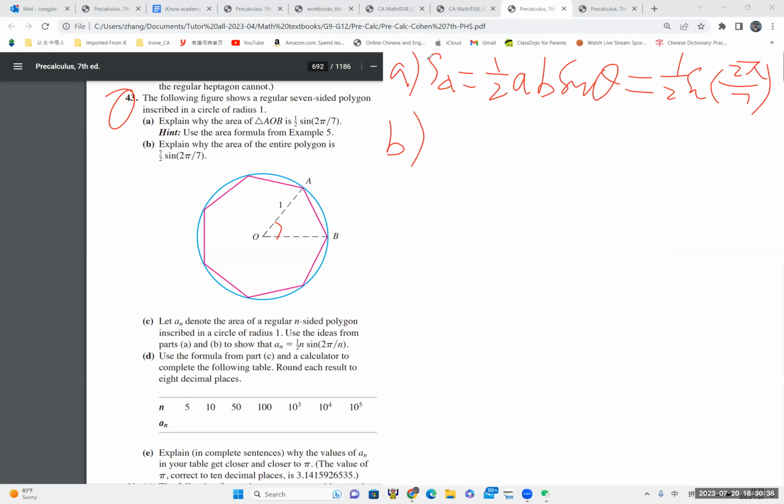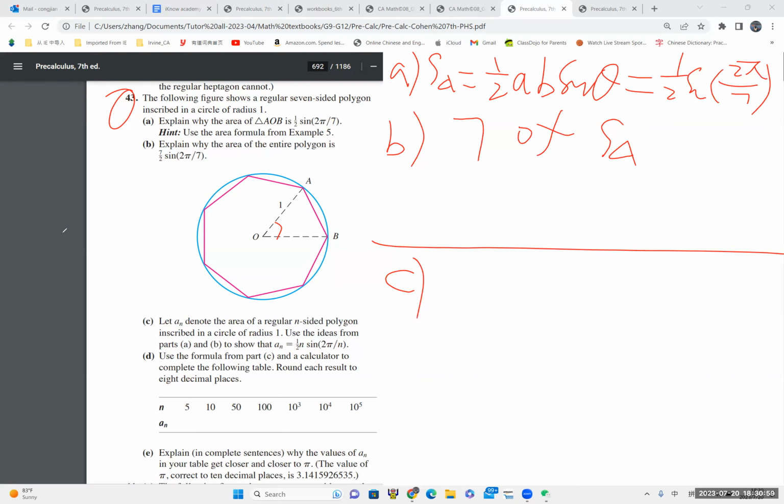Neil, can you do part B? And I need to redo part C. The area of the entire polygon is so easy, just 7 times the area of this triangle, right?